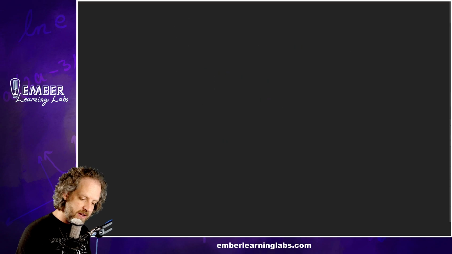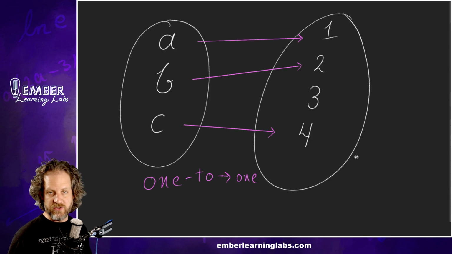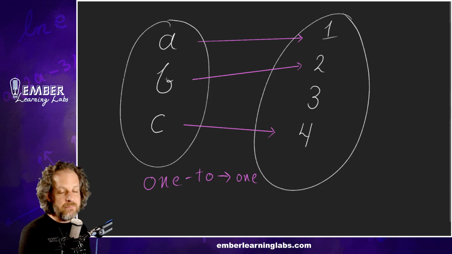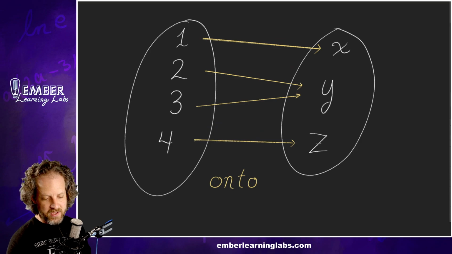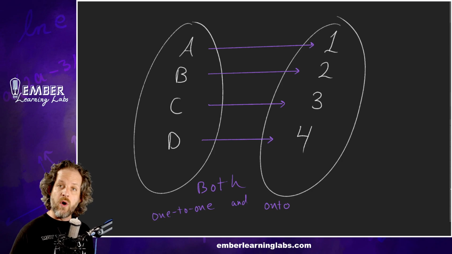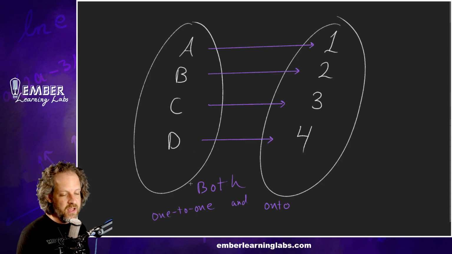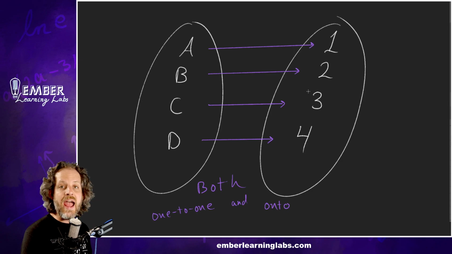If we compare that to this one, this one would not be on-to, because this 3 here doesn't have anything mapped from the domain to it. So this particular one right here is not on-to. This one is on-to. Now, like this third example, we can have a function that is both one-to-one, so every member of the domain is mapped to a member of the range, and on-to. So it's both one-to-one and on-to.